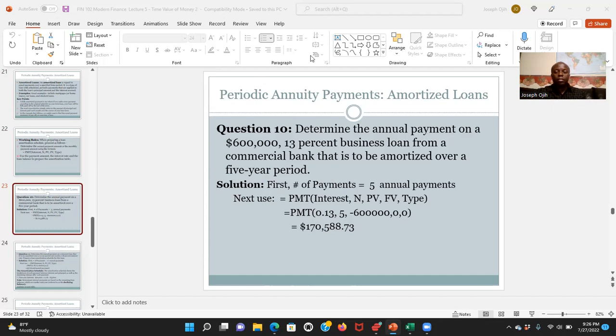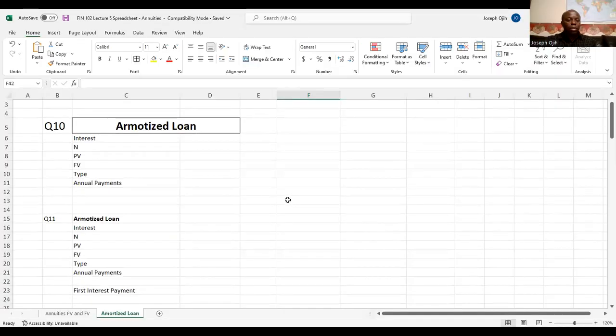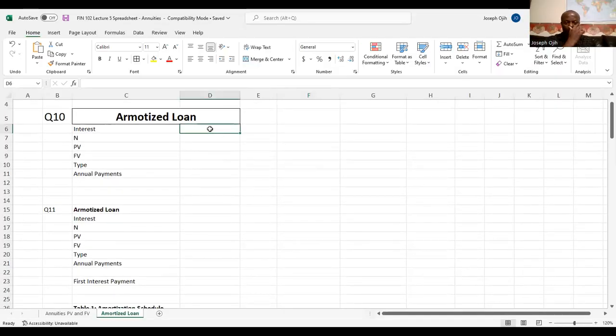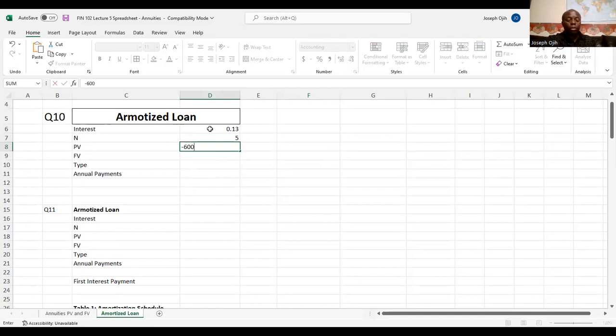Okay, this is Excel. So you can see the interest here as 13%, which is 0.13. Number of periods is 5 years. Present value PV is negative 600,000 to show the direction of the cash flow. Future value, there's no future value, so put 0 there. Type, you make payment at the end of the year, put 0 for type.